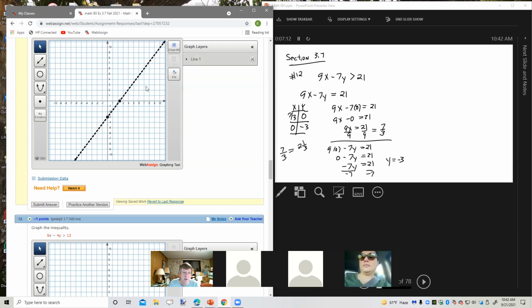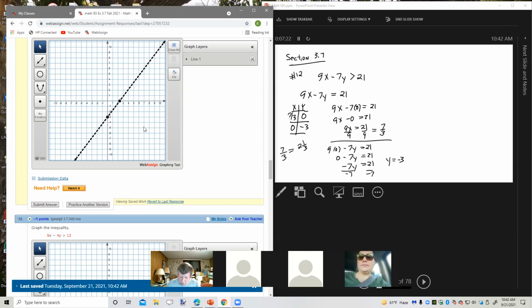Now I need to determine which side of the line to shade. Is it above the line over here or below the line over there? So I'm going to choose a test point.